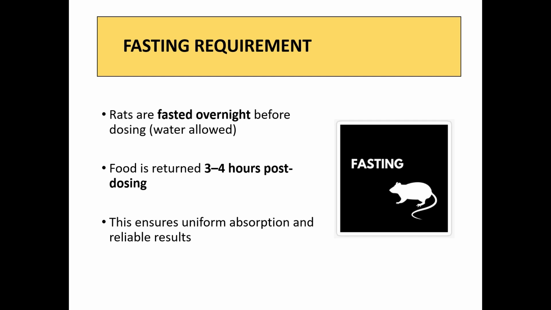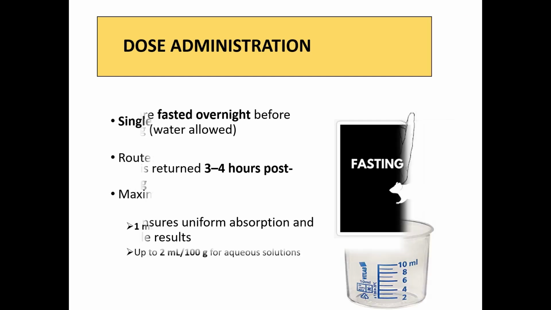Fasting requirements. Rats are fasted overnight before dosing. Water is allowed. Food is returned 3 to 4 hours post dosing. While you are keeping the animals fasting, you have to remove the husk or corncob from the cage. Otherwise they will eat the corncob and husk and survive, and there is no exact effect of the drug. Returning food 3 to 4 hours post dosing ensures uniform absorption and reliable results.